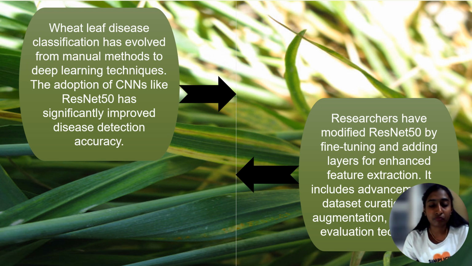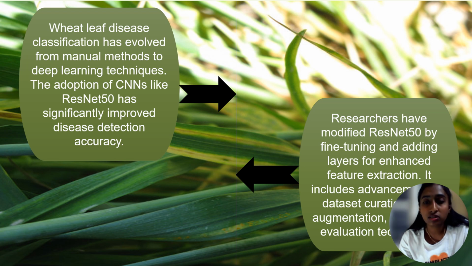It is commonly used to power computer vision applications. By using this ResNet50 model, the detection of wheat disease classification has become efficient and improved. Next, researchers have modified ResNet50 by fine-tuning and adding layers for enhanced feature extraction.